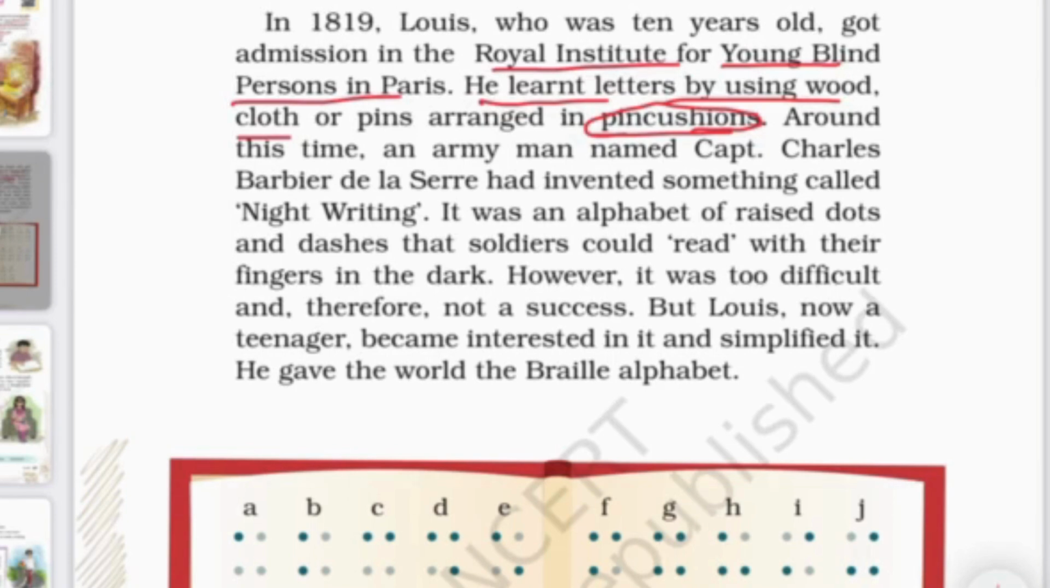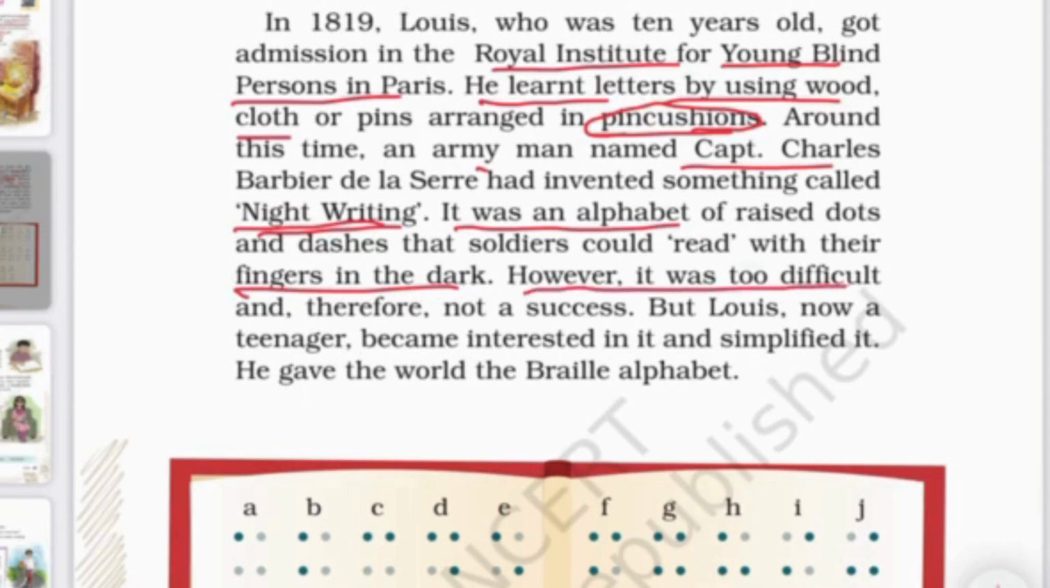Around this time, an army man named Captain Charles Barbier de la Série invented something called night writing. It was an alphabet of raised dots and dashes that soldiers could read with their fingers in the dark. However, it was too difficult and therefore not a success.